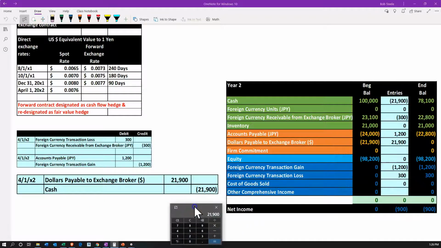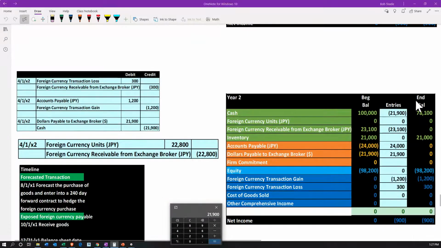So from a transaction standpoint, straightforward. We're going to say then that the cash is going to go down because that's what we're going to pay it with, in US dollars. Then we're going to debit the dollars payable to the exchange broker. That means the dollars payable to the exchange broker goes down to 0. Cash then goes down for the 21,900 that we are paying.